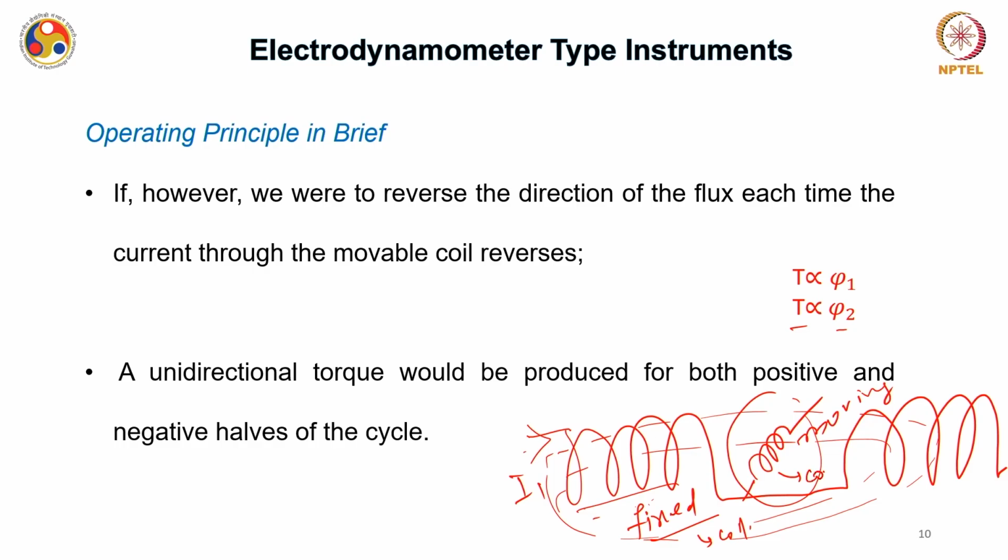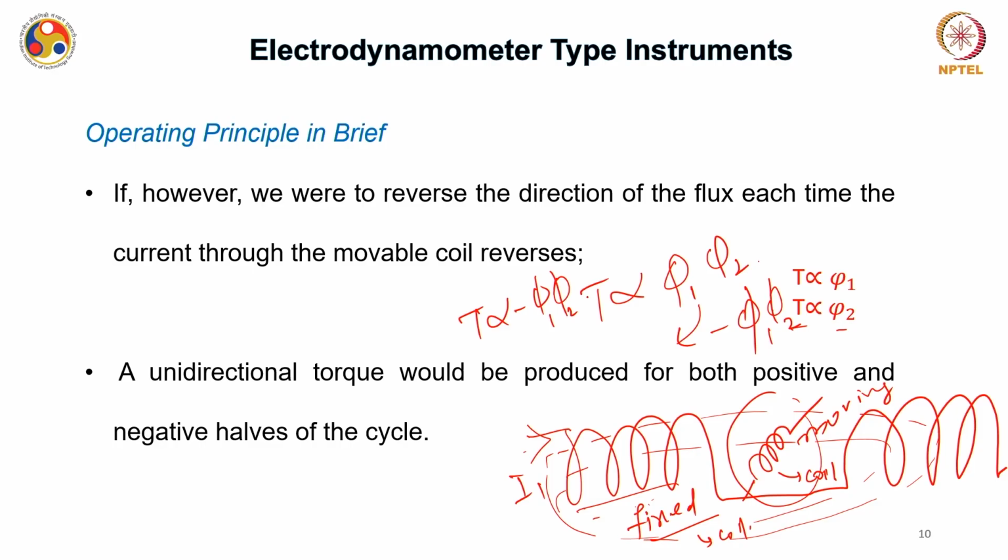This I am calling coil 2. Now torque is directly proportional to phi 1, phi 2. So if we were to reverse the direction of flux, say phi 1 is reversing, so if I call it minus phi 1, this will again have phi 2. Now I have a torque which is proportional to minus phi 1 into phi 2.